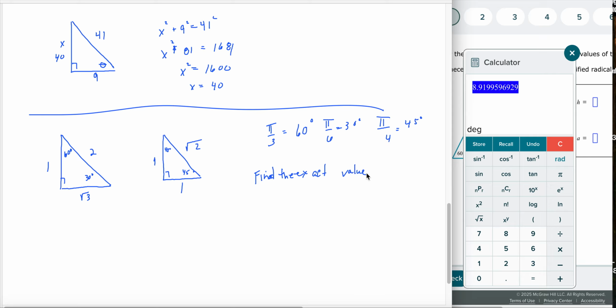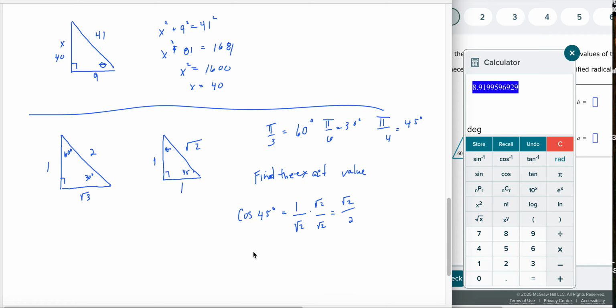But for these triangles, if I said, okay, find the exact value of cosine of 45 degrees, we would want to think of this triangle, and then we would think adjacent over hypotenuse. So that's 1 over the square root of 2. Again, rationalized, we would multiply the top and bottom by square root of 2. And so this is the square root of 2 over 2.